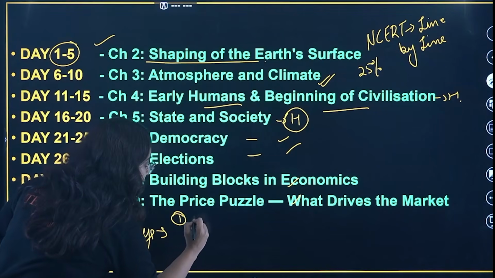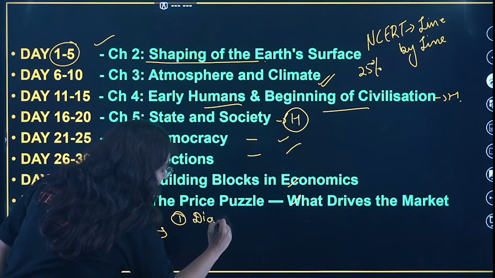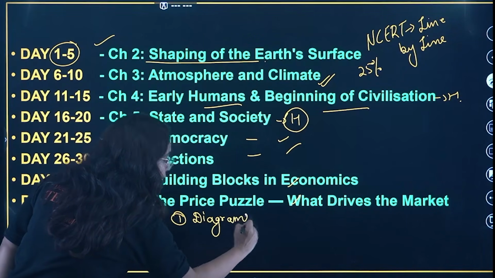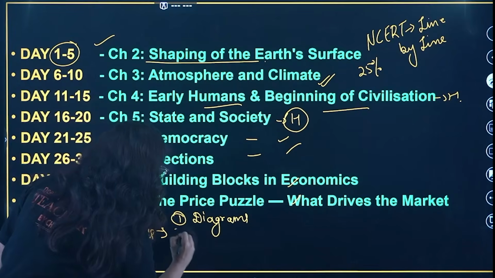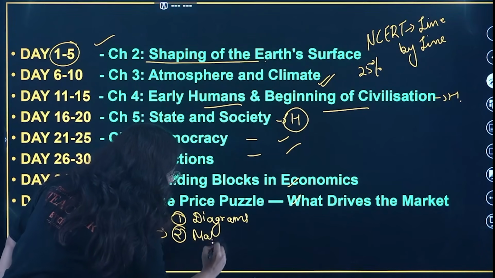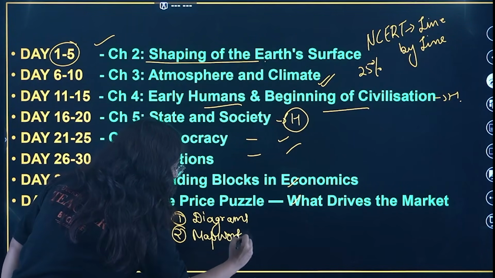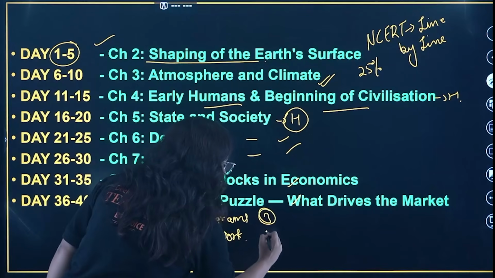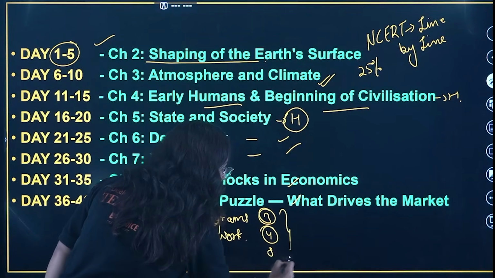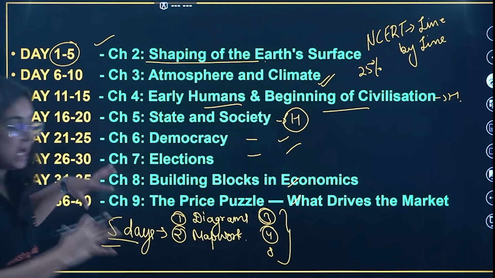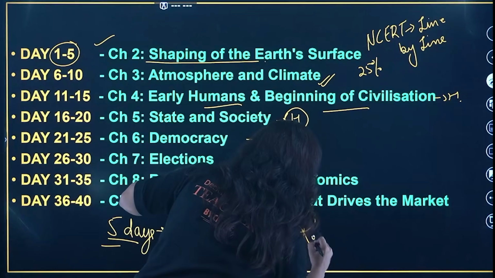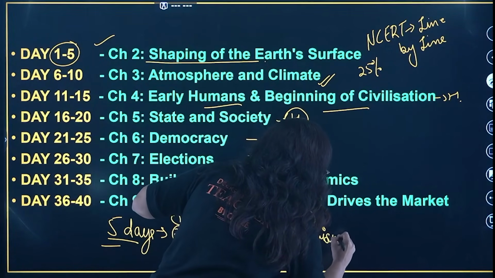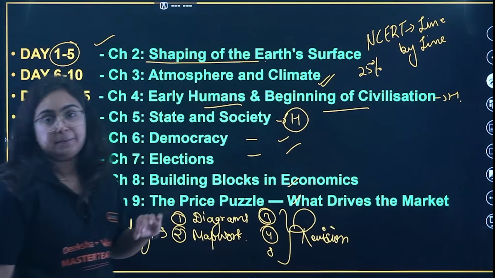On the first day, you will be doing all the diagrams that are given in your geography book. A lot of diagrams are given, by the way. The second day, you will be doing, beta, map work. On the 3rd, 4th or 5th day for this 45-day challenge, you will be revising everything again and again. The revision is there. Right?